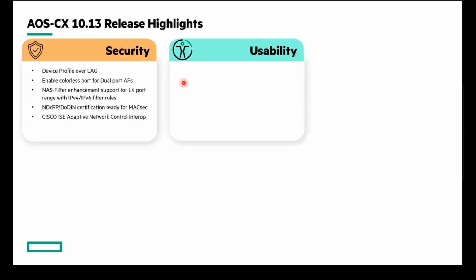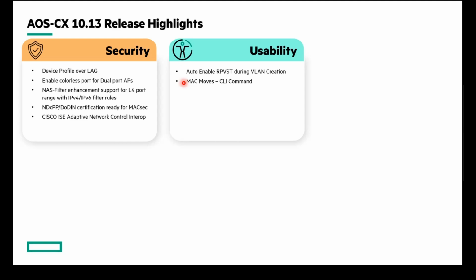Next comes usability. First is auto-enabling RPVST during VLAN creation. Previously, when the user created and enabled RPVST on a switch, they had to explicitly go to each VLAN and enable RPVST. With this 10.13 release, we have a single CLI command that enables or disables RPVST on the VLANs, either those that are already created or new VLANs that will be created. So there is no need to go to each VLAN interface and enable them manually.